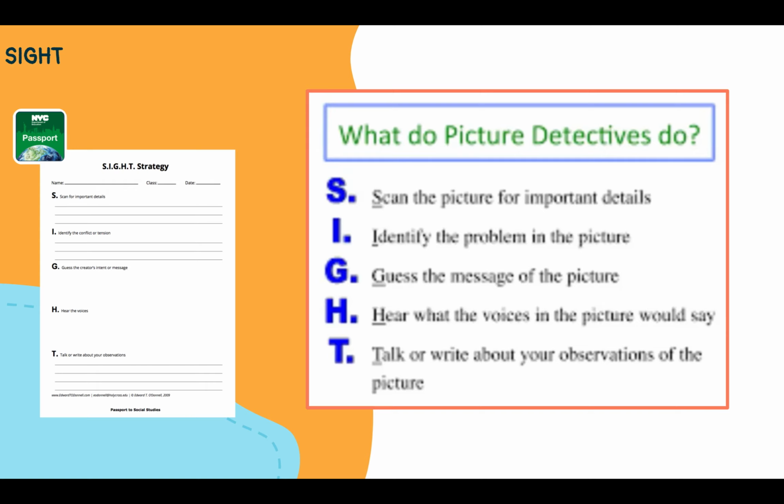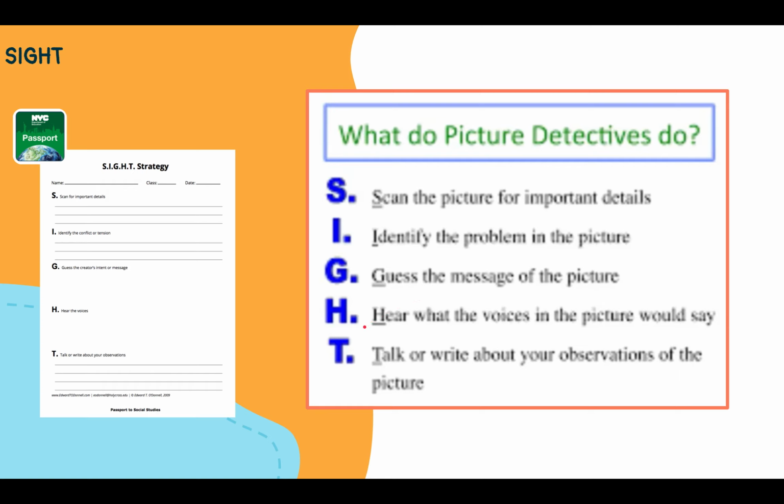So first, we want to be able to scan the picture for important details. Then, after we scan, we want to be able to identify the problem or situation in the picture. Third, we want to guess what the message of the picture is, or why was the picture created? Why was the picture taken?